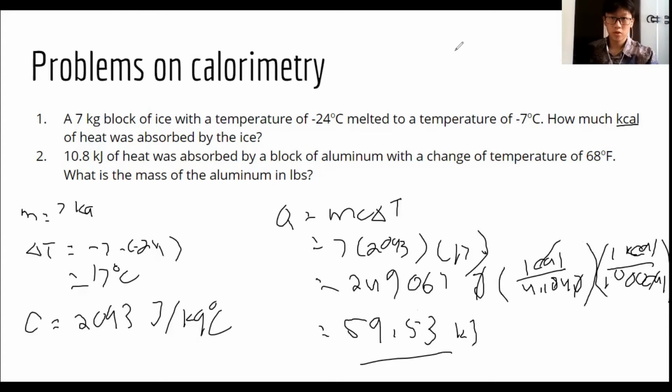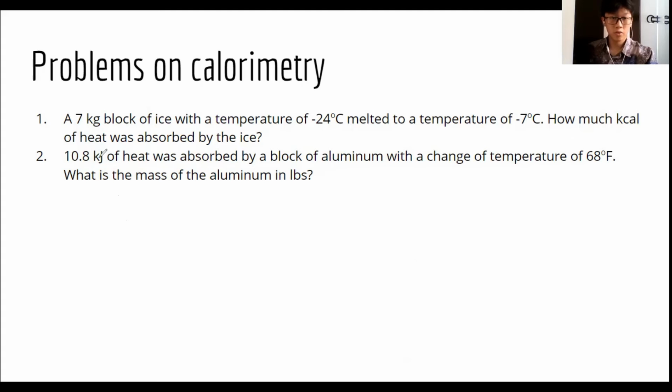Let's move on to the second problem. 10.8 kilojoules of heat was absorbed by a block of aluminum with a change of temperature of 68 degrees Fahrenheit. What is the mass of the aluminum in pounds? First we are given the amount of heat, or Q, 10.8 kilojoules.